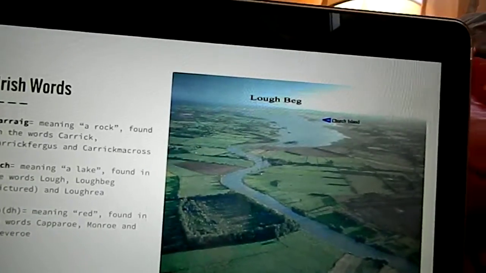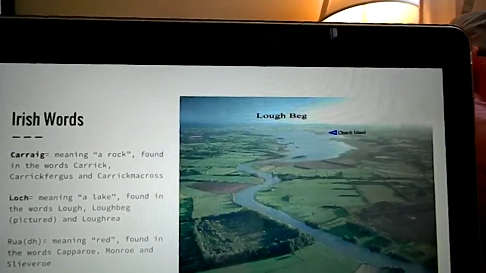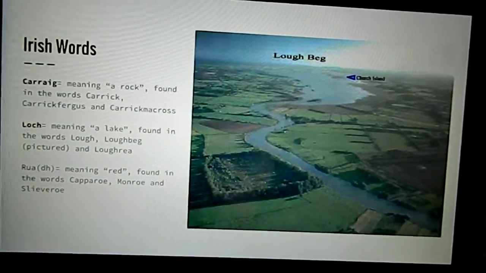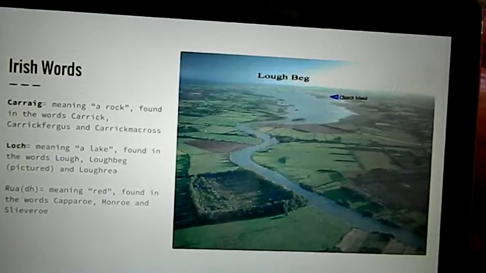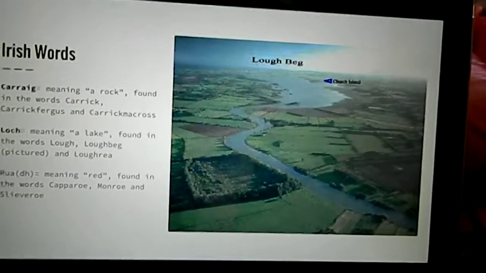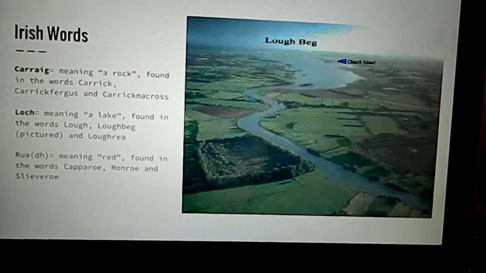Loch means a lake, and it's found in the words Lough, Loughbeg, and Loughrea. So you can see in this picture right here, that's Loughbeg, and obviously it was named that because it's a lake. Last, Rua, it means red, and it's found in the words Caparo, Monroe, and Slivero.